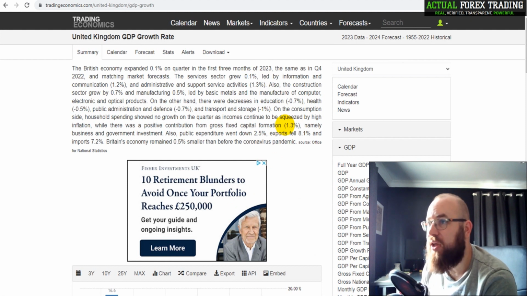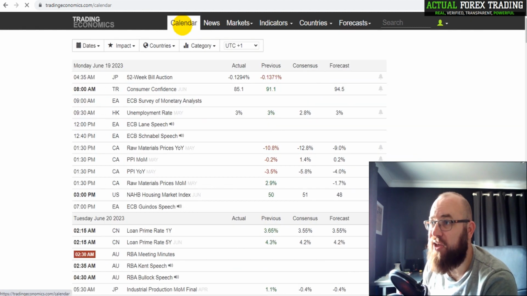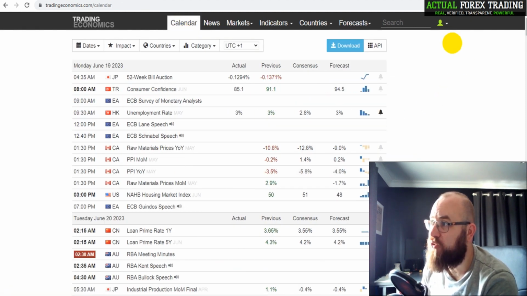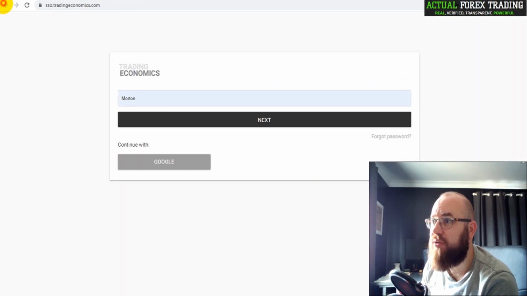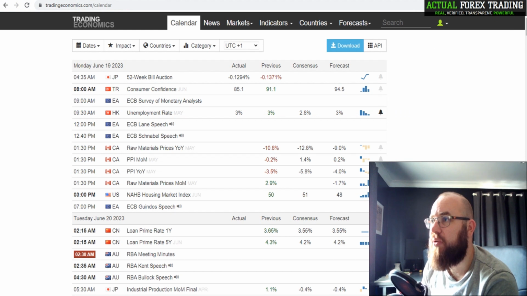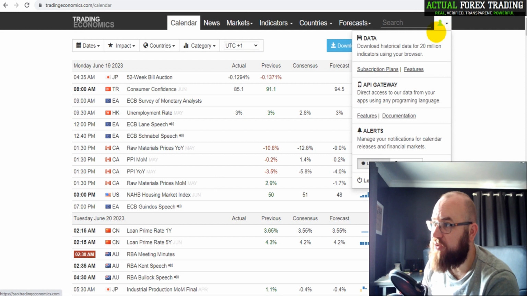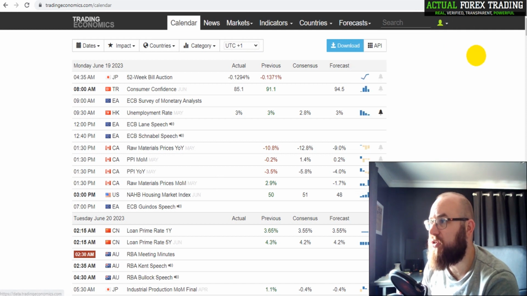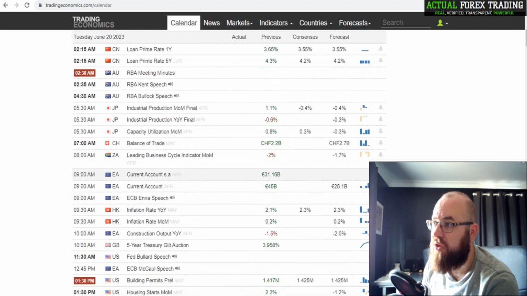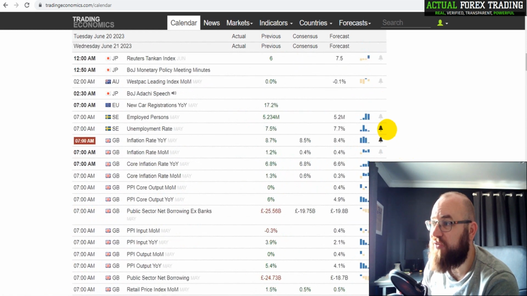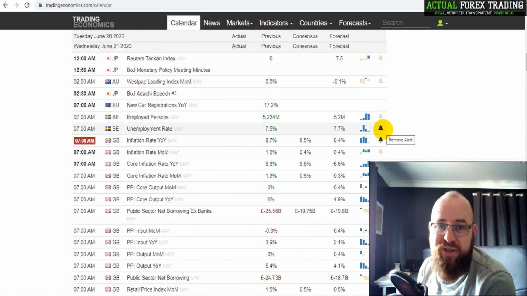Now, what's also great about this website is there's this calendar here. If you create a free account, there's no charge whatsoever. You just create an account, log in. What you can do is actually click on these alerts here for the economic events that you're interested in, and then you'll be notified by email what the next set of data is.